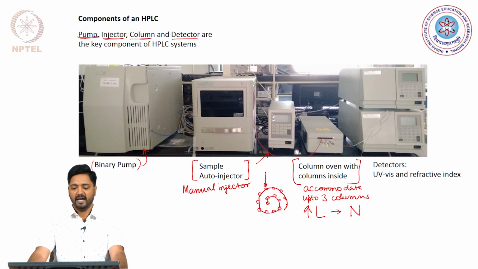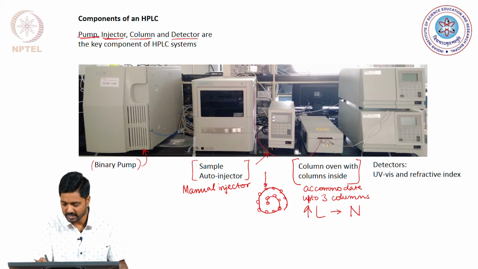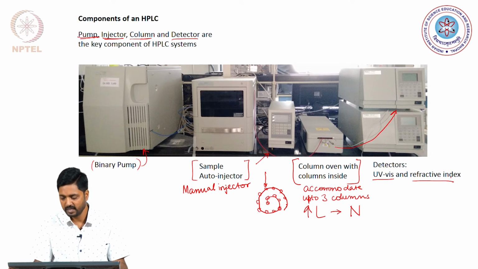Now, finally, as the solute or the analyte moves out of this column, it will be passing through the detectors which are shown here, and these detectors in our case are the UV-vis detector and the refractive index detector. And finally, after passing through the detectors, the detector response is noted and the eluent moves out into a waste bottle where it is collected.